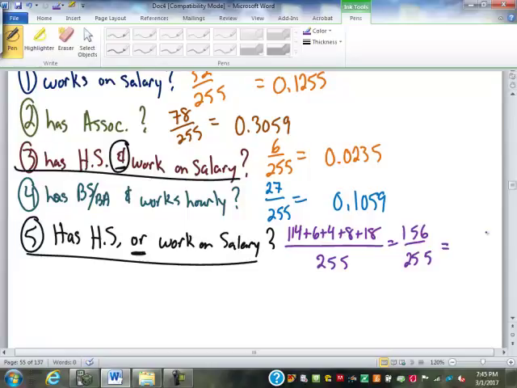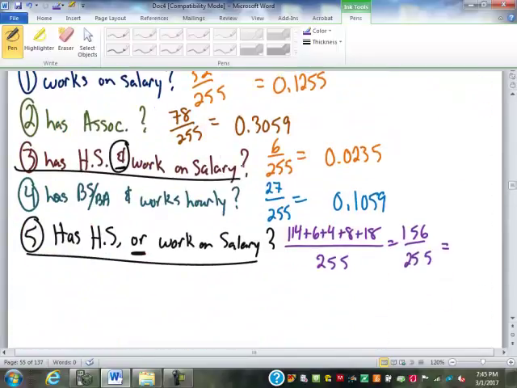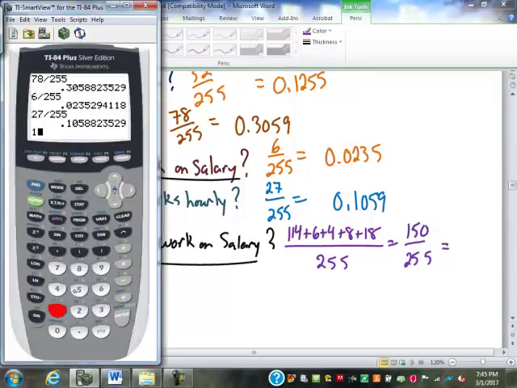Well, why do you have the 4 in there if that's for commission? Because they're on high school, they still have a high school education. It's either a high school education or work on salary. Okay. 156 isn't right. It's 120, 124, 132, it's 150. Oh yeah, we don't add the 6 twice. Yep, you're right. So it's 150 divided by 255. So you get 0.5882.